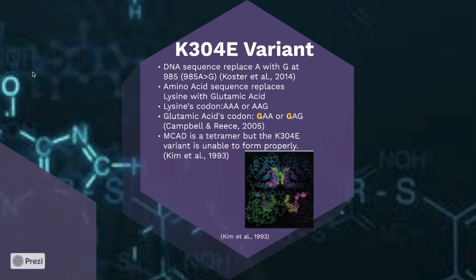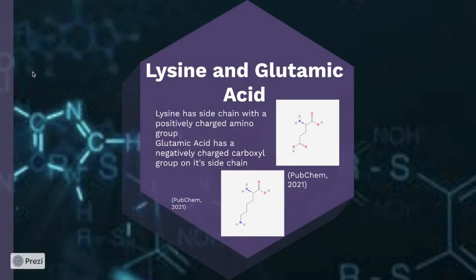MCAD is made up of 4 identical subunits called a tetramer. The result of the K304E mutation is that the tetrameric structure of the enzyme is unable to form. This occurs because of the side chains of lysine and glutamic acid. Lysine 304 is part of one of the alpha helices that form part of a subunit. Lysine has a positively charged side chain, while glutamic acid is negatively charged.